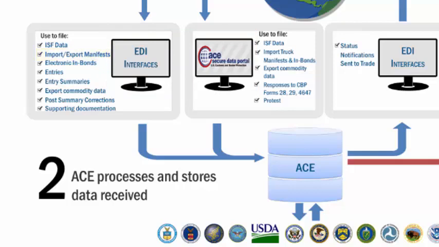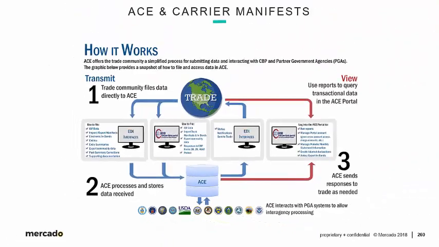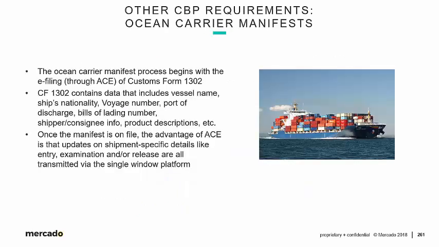And then on the right-hand side, through the ACE portal, is import truck manifests and inbounds. Just 2 quick references to how manifests are transmitted into ACE, either directly or through EDI interfaces. There it is, as big as life, right off of the Customs and Border Protection website.